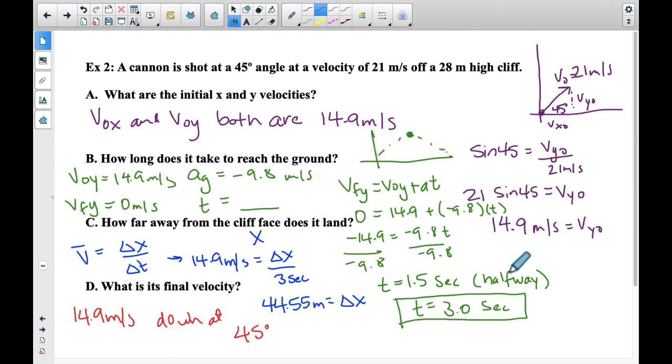Okay, so I hope you can see these are not much harder than a lot of the other ones we've been doing. It's just we're pulling it all together. We're pulling the y direction and the x direction together.